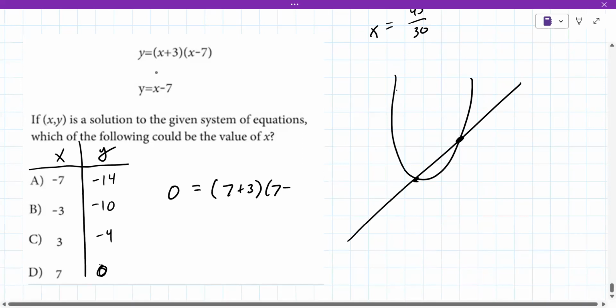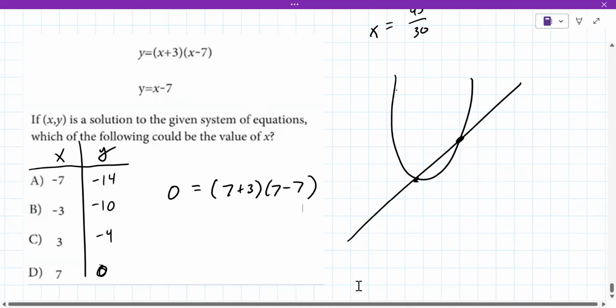7 + 3, 7 - 7. Why does this work in the first equation? Because they cancel out to be 0 and 0 times anything is 0. That's perfect. You could be teaching this.